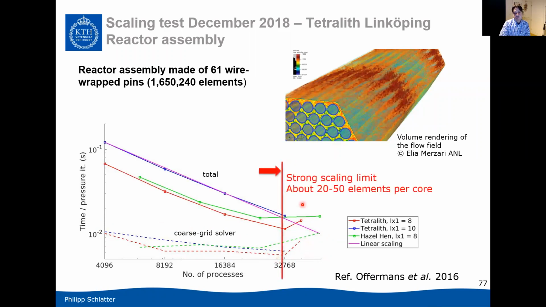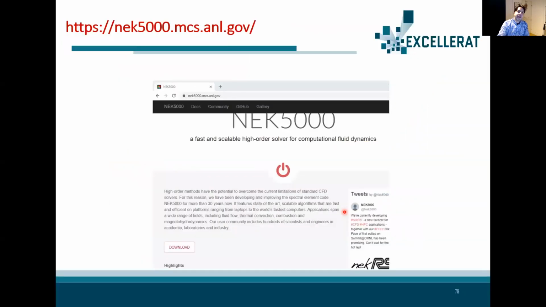And essentially, that point where these two times become comparable and where the parallel scaling starts to level off, this is what we typically call the strong scaling limit. And as it turns out, for NEK5000, this is somewhere between 20 and 50 elements per core. So that means if you think of maybe 1,000 grid points per element, this is somewhere at around 20,000 points per core where you start to flatten out in strong scaling. This is an important number that we have to keep in mind.